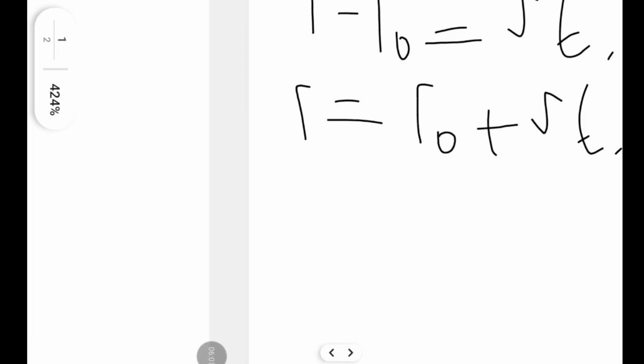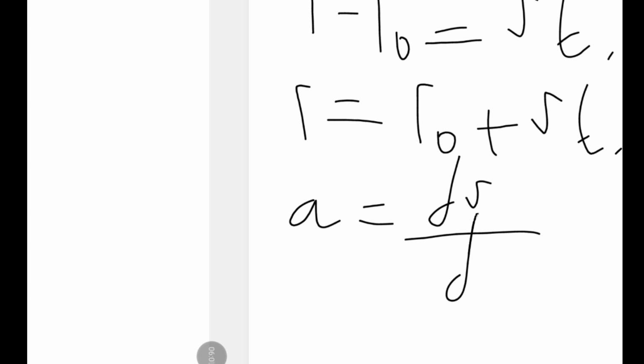If we then want to get another one, we can do acceleration now. Acceleration is equal to dv by dt.